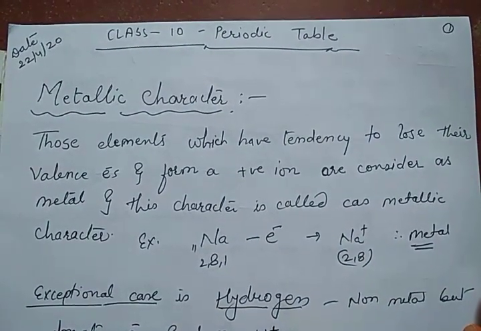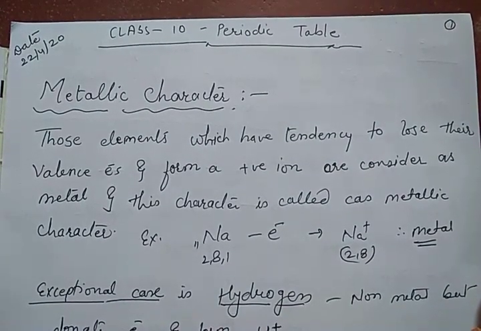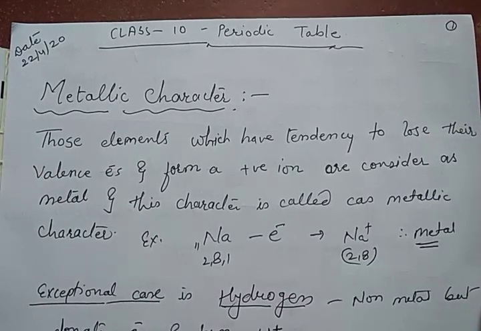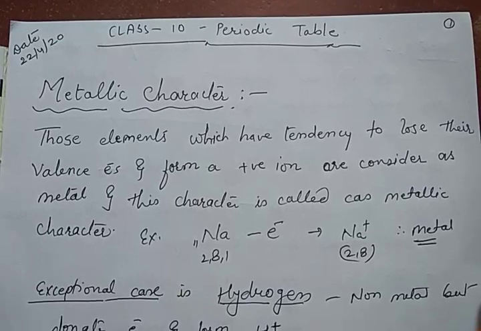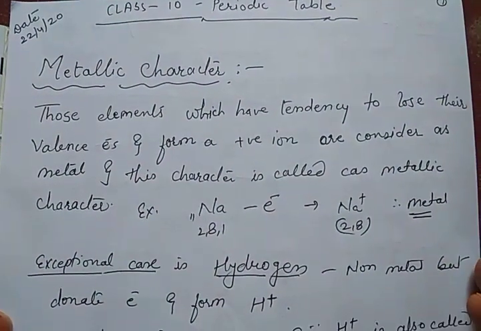As the number of shells increases, atomic size also increases. As the nuclear charge increases, atomic radius decreases, because the last shell will experience more attraction from the nucleus, so it will contract.